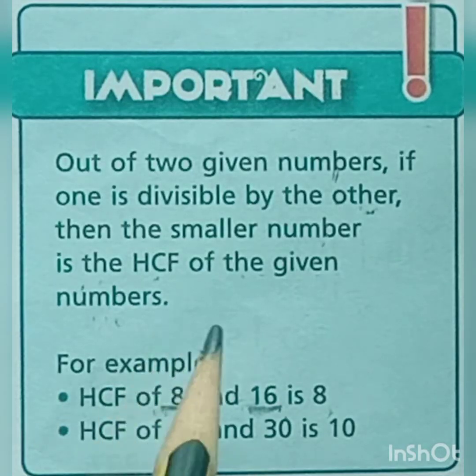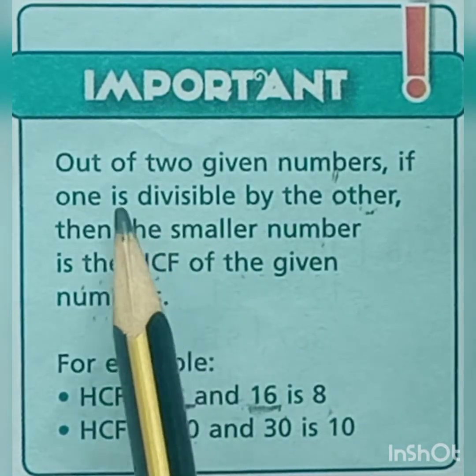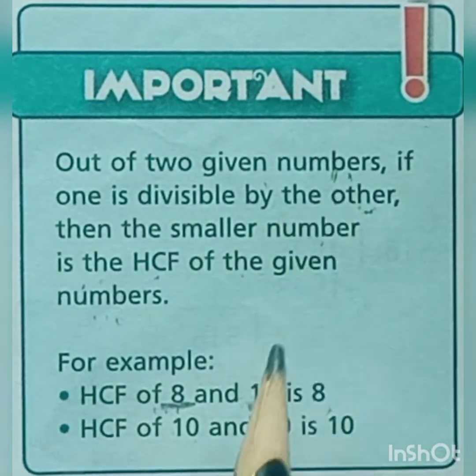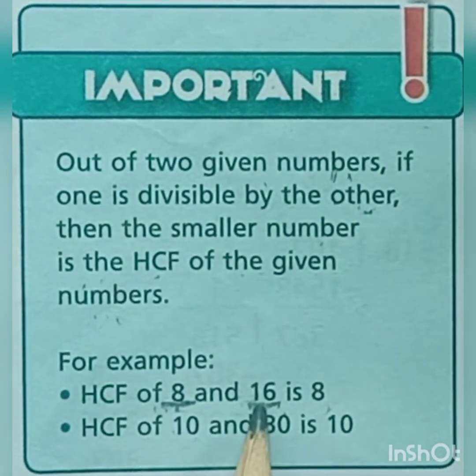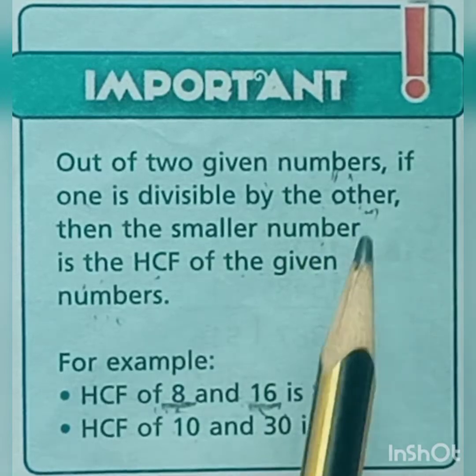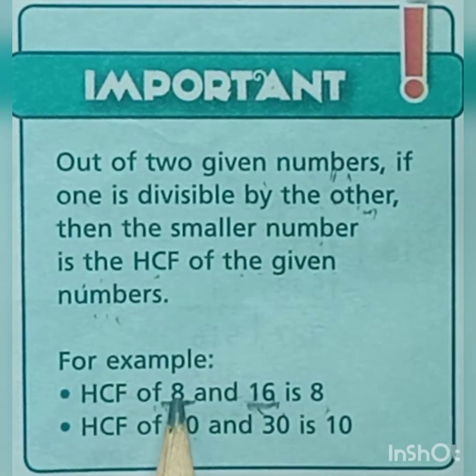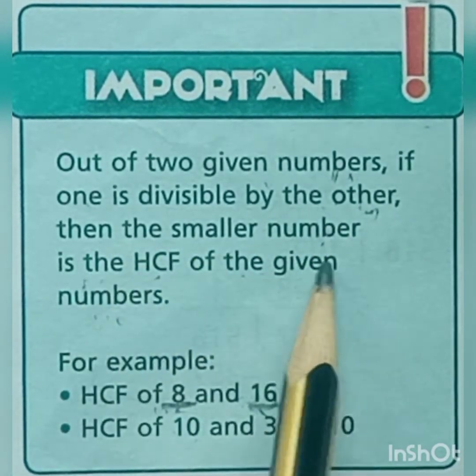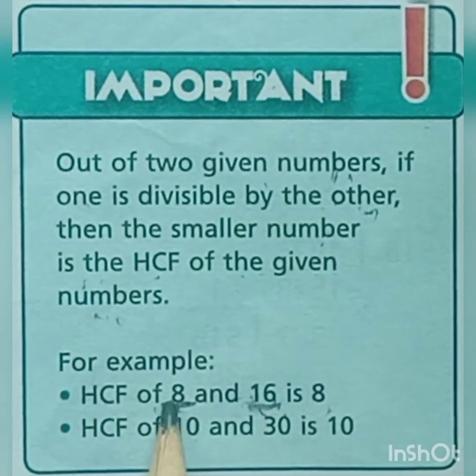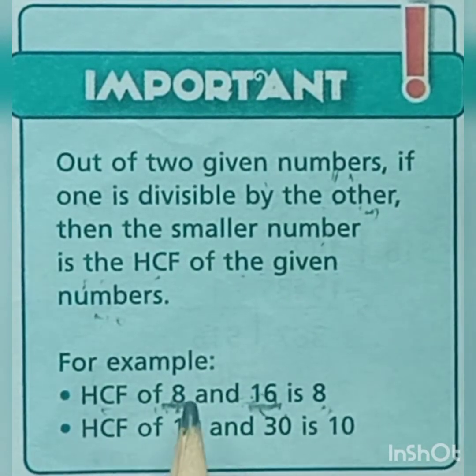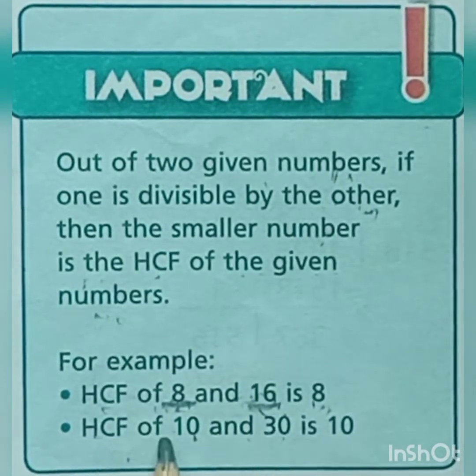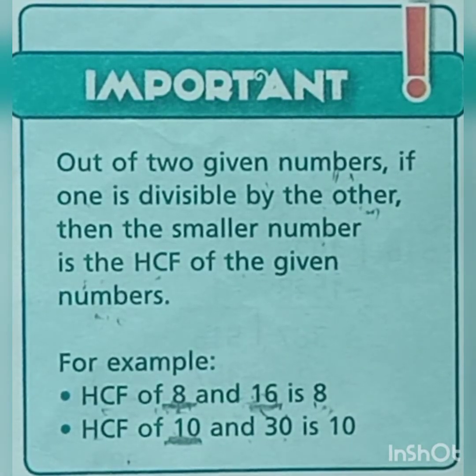Students, this is an important point for finding the HCF of two numbers. The two given numbers are 8 and 16. If one is divisible by the other, 16 is divisible by 8, then the smaller number is the HCF of the given numbers. The smaller number between these numbers is 8, hence the HCF of the given numbers is 8. Similarly, the HCF of 10 and 30 is the smaller number, that is 10.